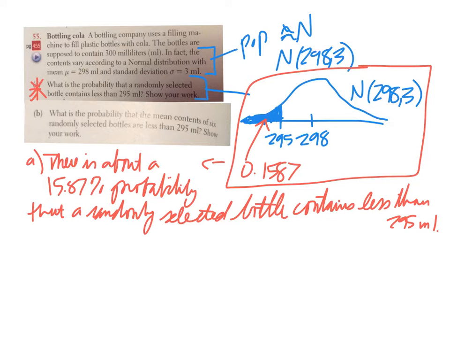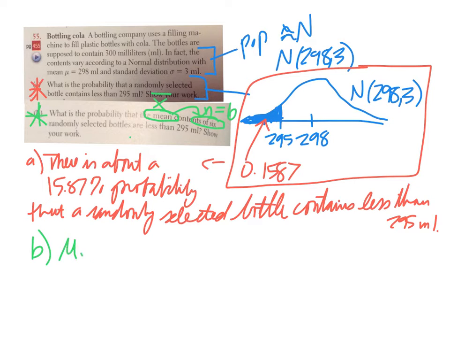Okay, now look at part B. This is different. It is important to notice that these two are different from each other. What is the probability that the mean contents of 6 randomly selected bottles are less than 295 milliliters? 6 randomly selected bottles, mean. The mean of 6. This is an x bar situation. My sample size is 6. So it's important to notice the difference between part A and part B.